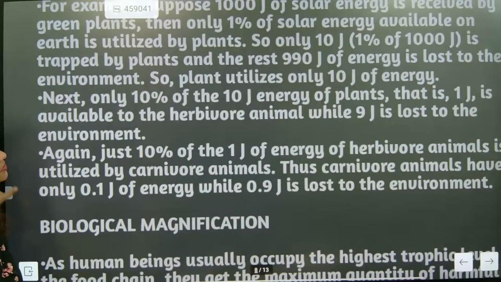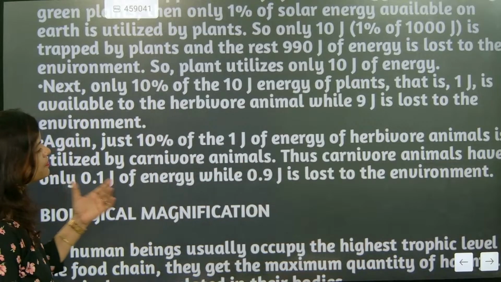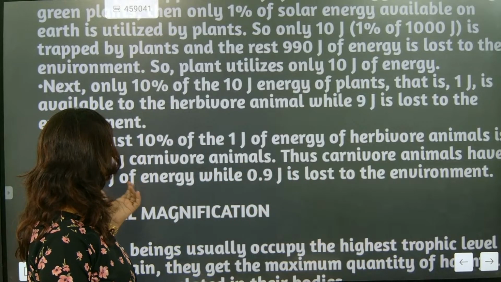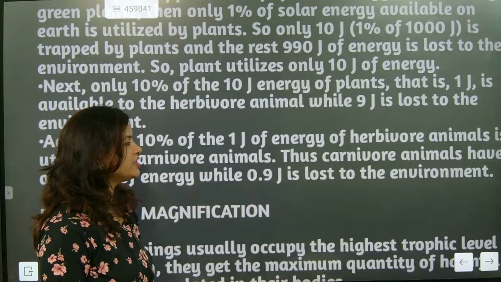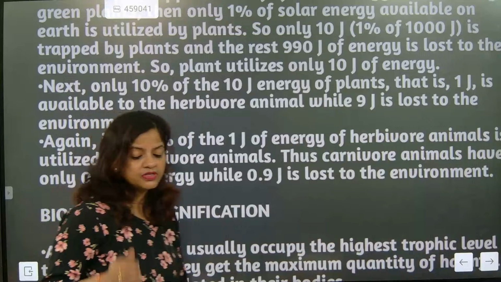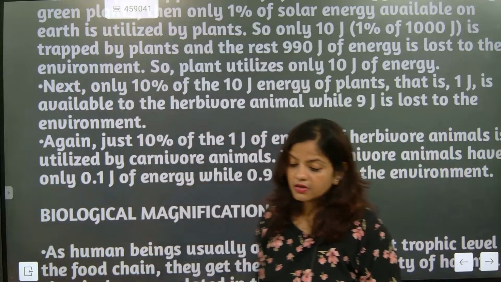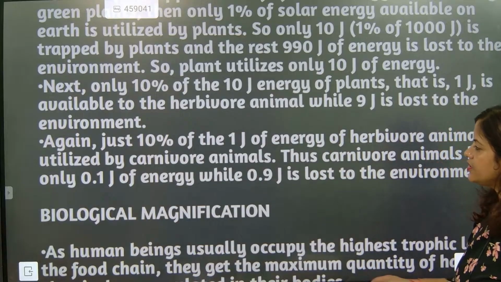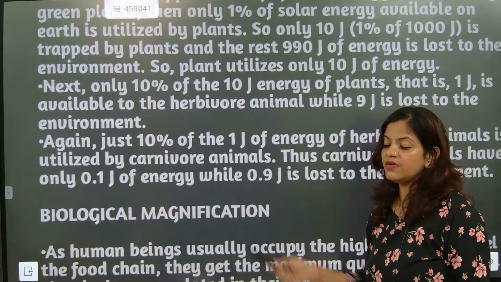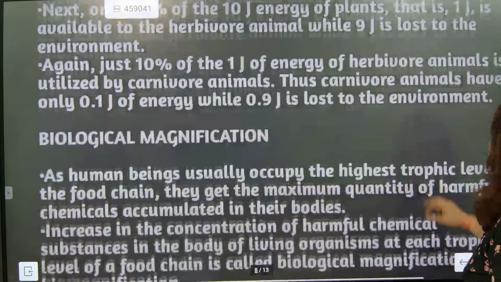So again, just 10% of 1 joule of energy of the herbivore animal is utilized by the carnivore animal. Thus, the carnivore animal has only 0.1 joule of energy, while 0.9 joule of energy is lost in the environment. So 10% of 1 joule will become 0.1 joule. That means how much is wasted? The remaining wasted is 0.9 joule.